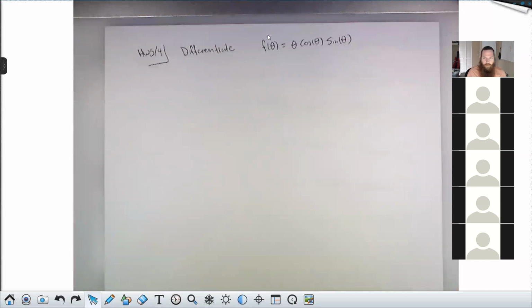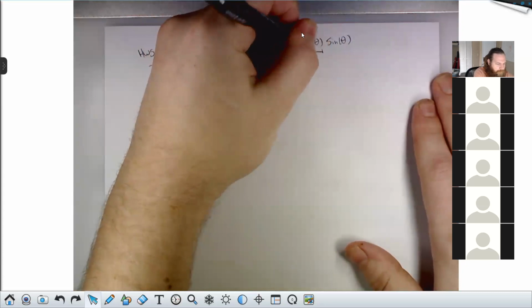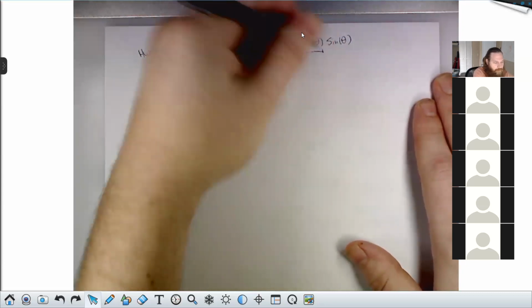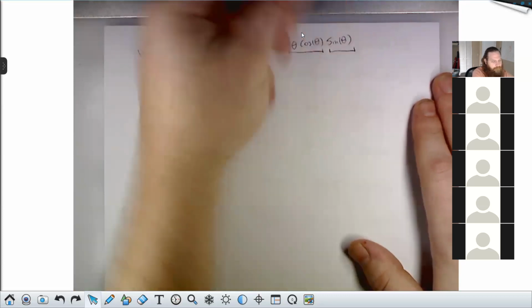So this is a product rule thing, right? Clearly these are three functions multiplying each other, and I know how to differentiate each one of them on their own. But if I want to differentiate the product, I need the product rule. The catch here is that I've got three things, not two things. So you have to choose how you want to group them. I'll group them like this. I'll call this one of my pieces, and I'll call this one of my pieces.